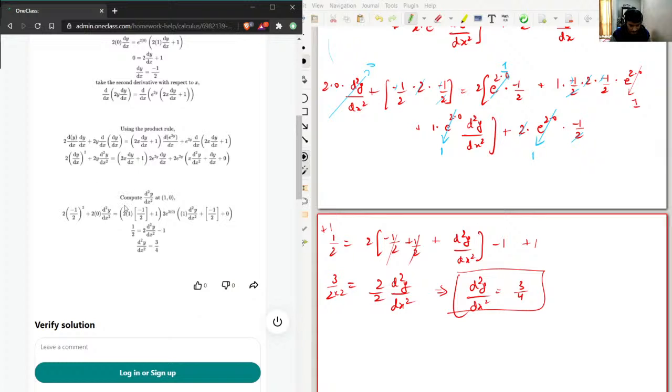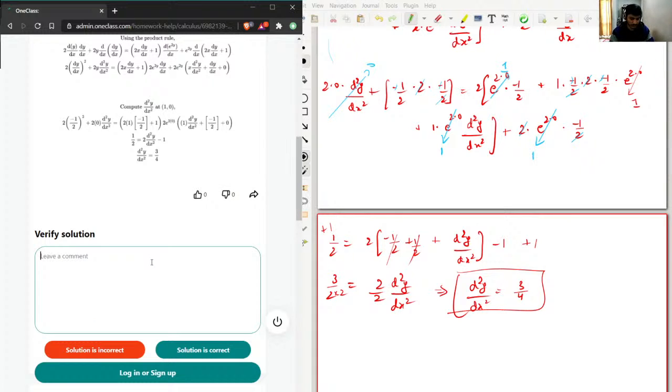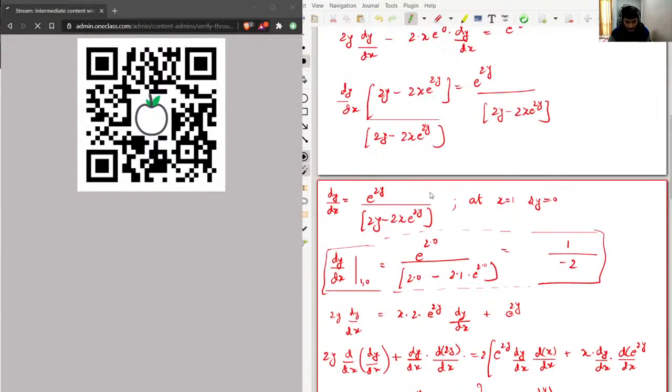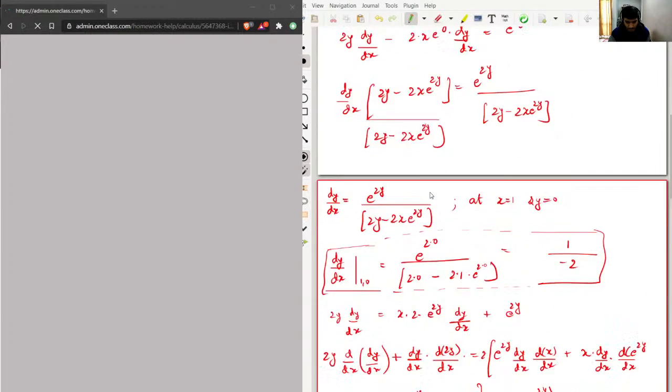Now I'll check the solution given by the junior tutor also. Okay, so they have also done the same thing, and they are also getting the same answer, so I can just say that it is the correct solution. Good work. And this was question number 2.